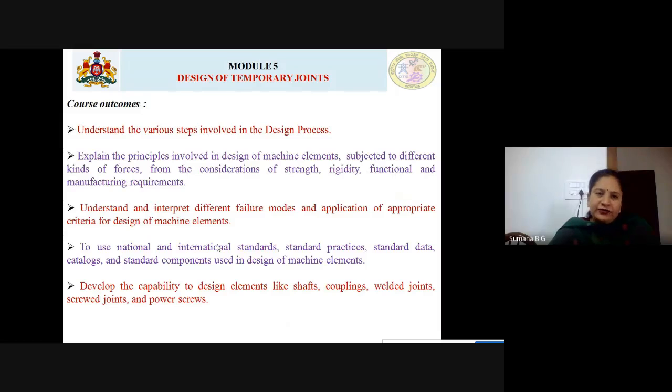Okay. So after this module, the student will be able to understand the various steps involved in the design process. What are the principles involved in the design of a knuckle joint or temporary joints? What are the different factors to be considered with respect to strength, rigidity, and requirements? The student will be able to understand and interpret different failure modes, and how and where they can be applied. So he will be able to develop the capability of designing elements such as cotter joints, power screws, threaded fasteners, and similar other components.